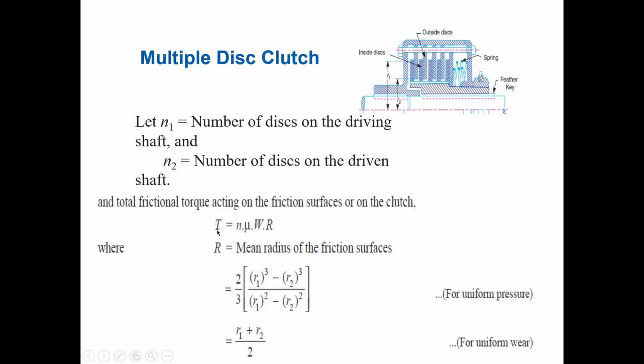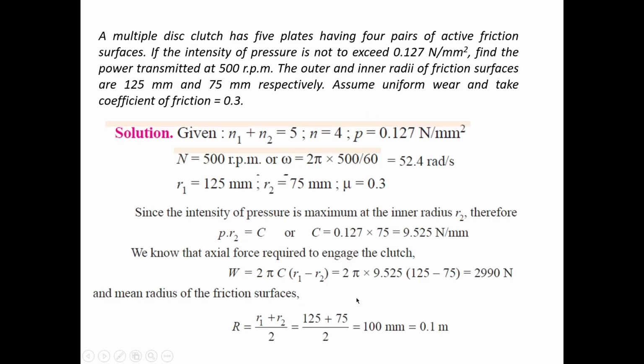For finding out the torque, T is equal to n mu W R, where small n is the number of contacting surfaces that we have discussed already, mu is the coefficient of friction, W is the axial force or thrust, and R is the mean radius of the frictional surfaces, that is R1 plus R2 divided by 2. This is for uniform wear. If we are calculating the torque for uniform pressure, then we have to use this formula: R equals 2 by 3 of R1 cube minus R2 cube divided by R1 square minus R2 square.